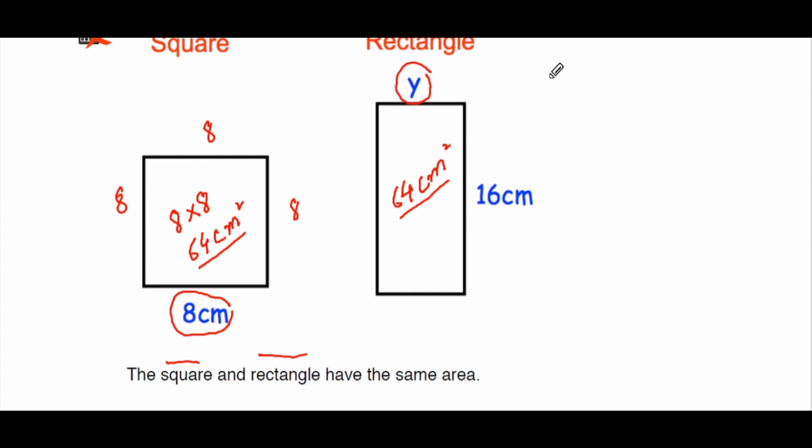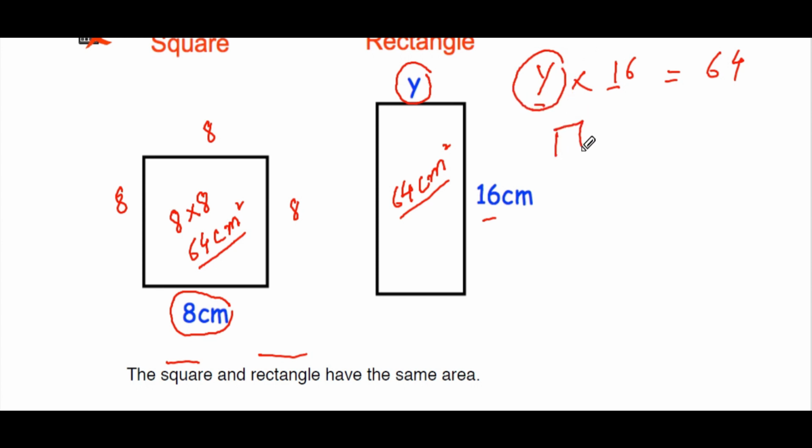Now you are actually asked to find y. You need to find the value of y, which is your width. So y times 16, that means length times width, equals 64 centimeters squared. How can you find this y? Don't be confused.